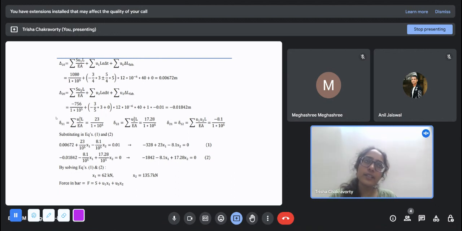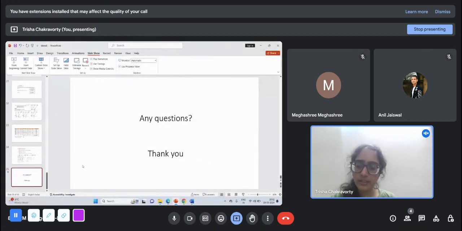And what does solving a structure entirely mean? Entirely solving a truss means finding all the member forces and finding all the joint displacements. You won't be asked to calculate all this in a single question, but that is what solving a truss entirely means. So that brings us to the end of the class.